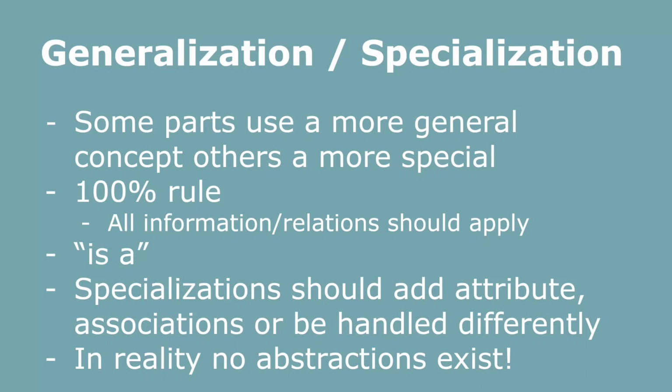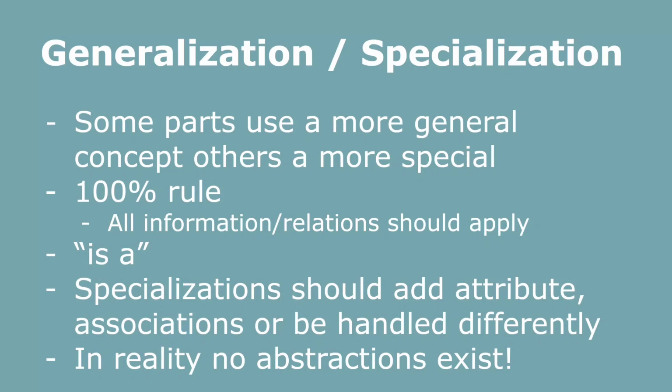So all the information in the more general concept and all the relations, associations in the more general concept should also apply to the special concepts. So we cannot add something in the more general conceptual class that does not apply to one of the child classes. You should also be able to say that the more special concepts are a type of the more general concept. So a teacher is a person and a student is a person. Both the teacher and the student have first names. So in this case, the 100% rule and the is-a rule apply.